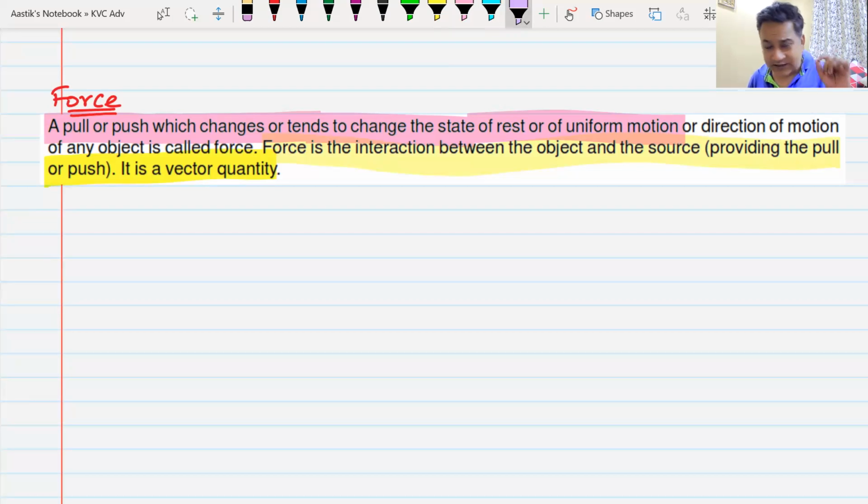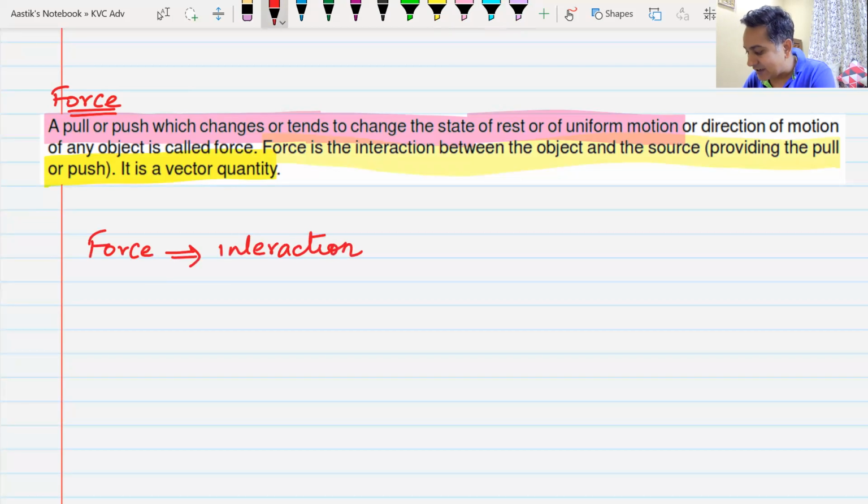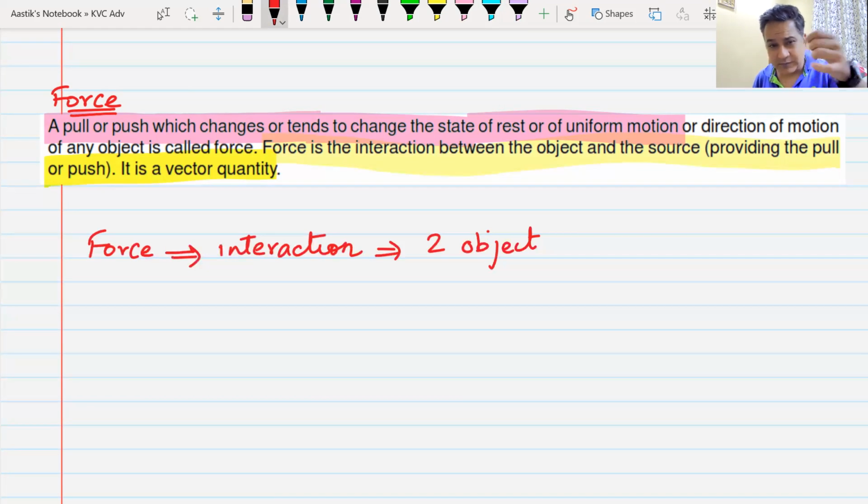Now, as soon as we understand that force is an interaction, you must understand that to have force, we must have at least two objects or two bodies. Either one could be a body, the other could be a surrounding, but there must be two things for force to exist. A single body, a single point mass, a single charge cannot exert force on itself. It must be exerted by someone else. Therefore, force is an interaction between two bodies or two objects, or between an object and its surrounding. Everyone understands this?